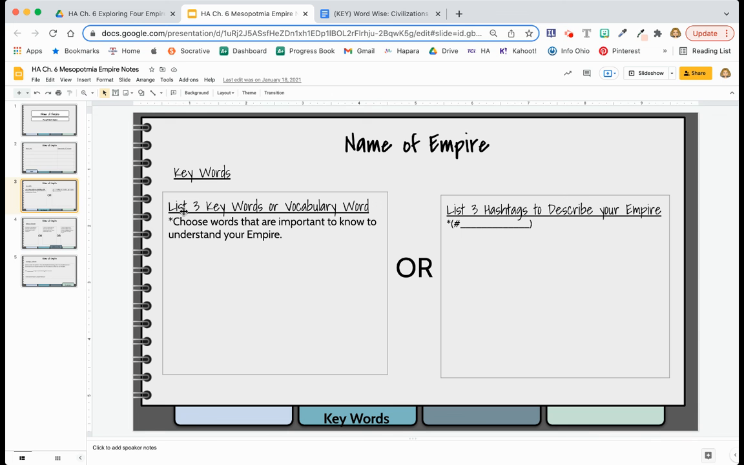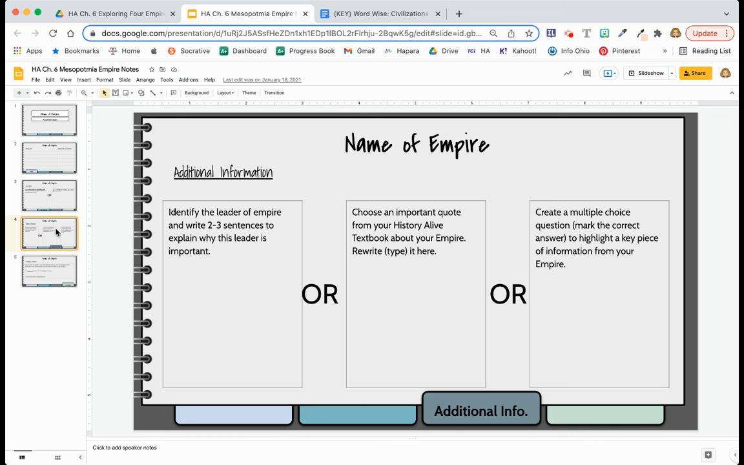Slide number 3 is 2 boxes, and there's the word or in the middle. So you choose which one to do. So on the left box, you could just list 3 keywords. So these are vocabulary words that are important to understanding your empire. Or if your brain's a little bit more creative, you like to think outside of the box, you could come up with 3 hashtags to describe your empire. You don't need to do both, just choose one.